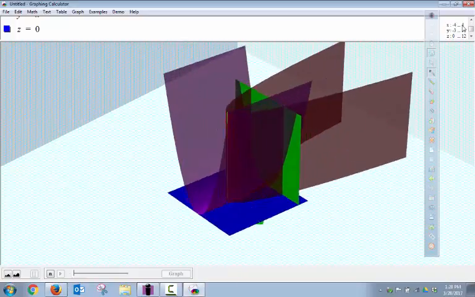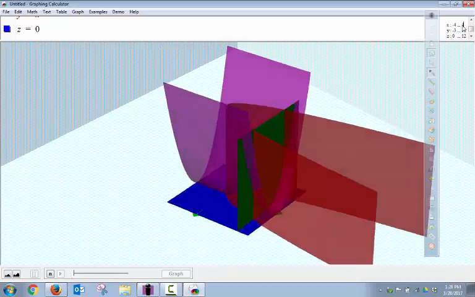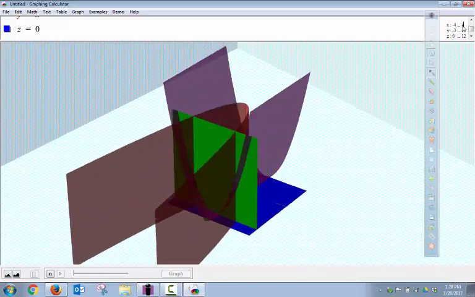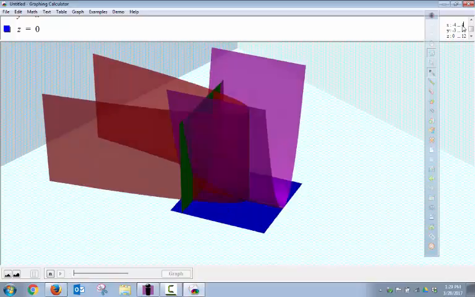Is this something bounded by the coordinate planes, or is it just x, y, z? The x equals 0, the z equals 0, y equals 0, and yeah.